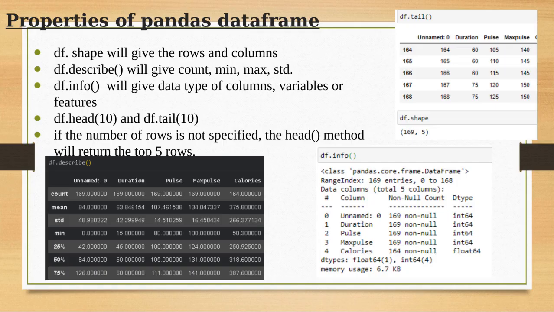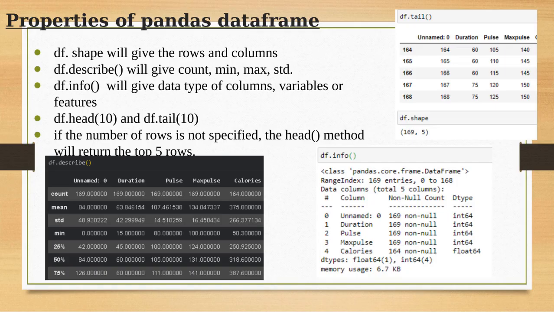Next is the describe function. This function generates summary statistics for numerical columns. It provides information such as the count, mean, standard deviation, minimum value, maximum value, and different percentile values. It is very useful for getting a quick statistical overview of the data.